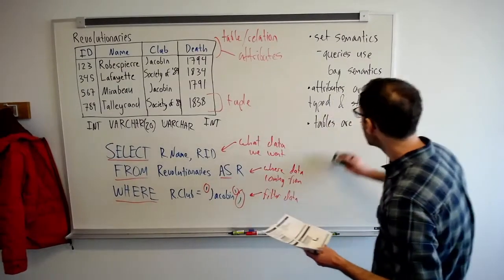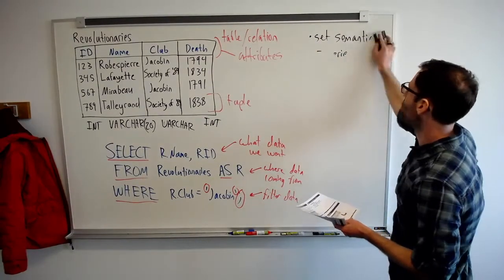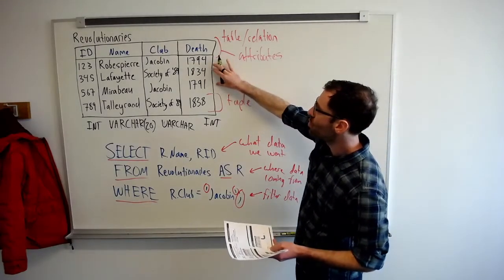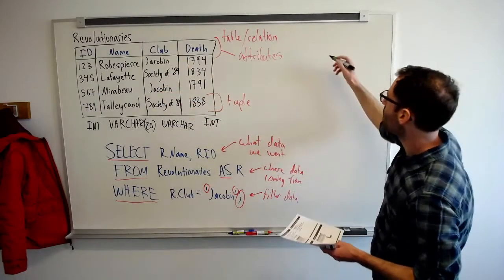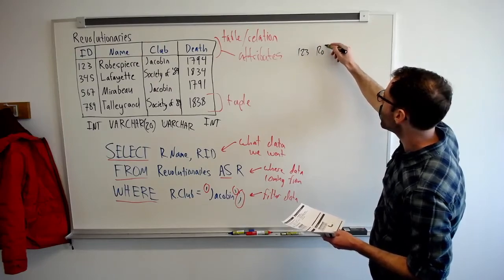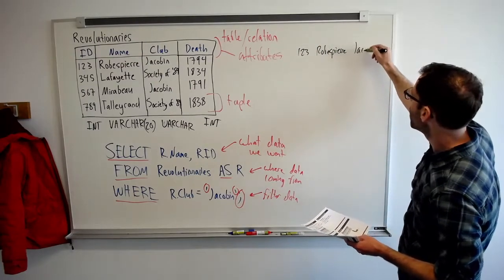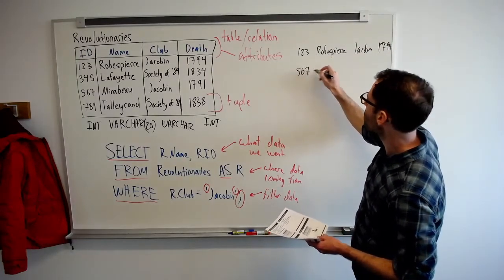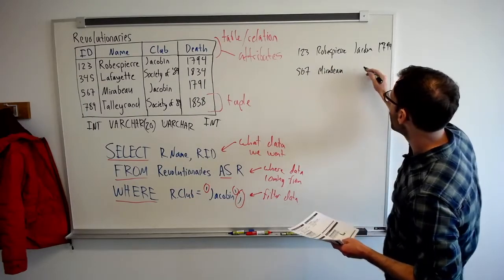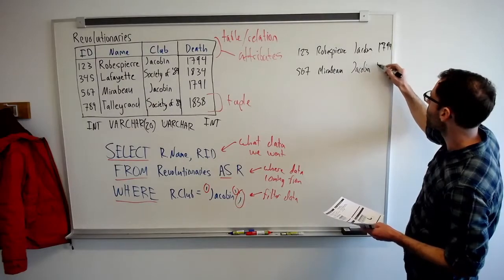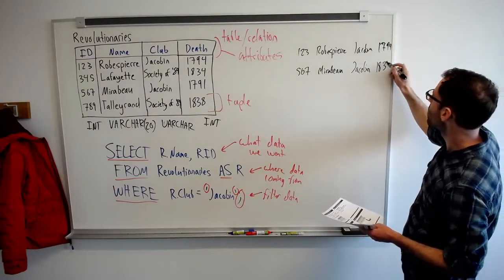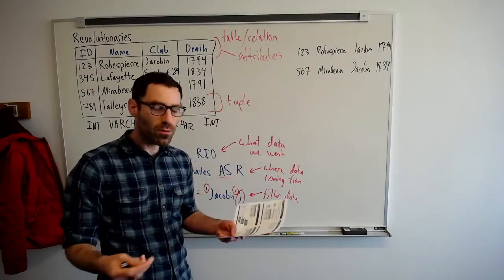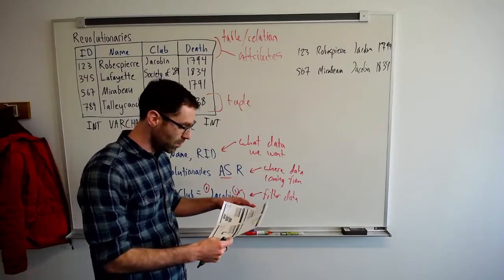So what would we get as a result of this query? Well, we'd get out the two tuples where the club matches Jacobin. So we get out 1, 2, 3, Robespierre, Jacobin, 1794, and 567, Mirabeau. Mirabeau also belonged to the Jacobins, but outlived the revolution, was not one of the revolution's children whom it ate, and died in 1834.